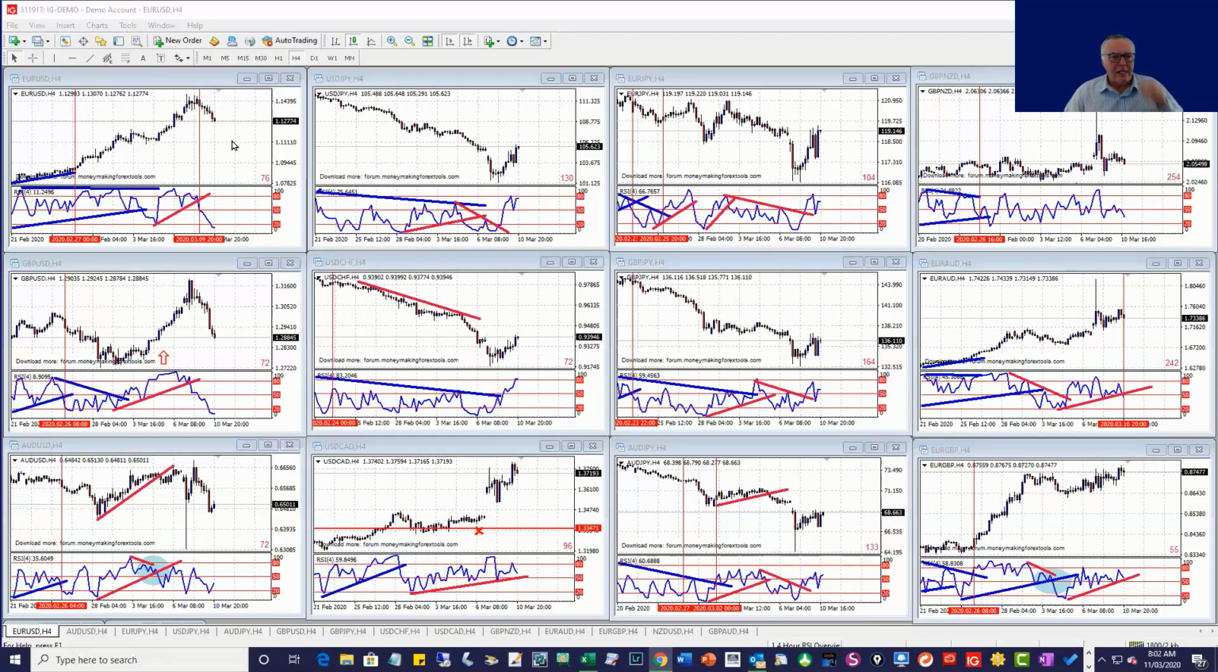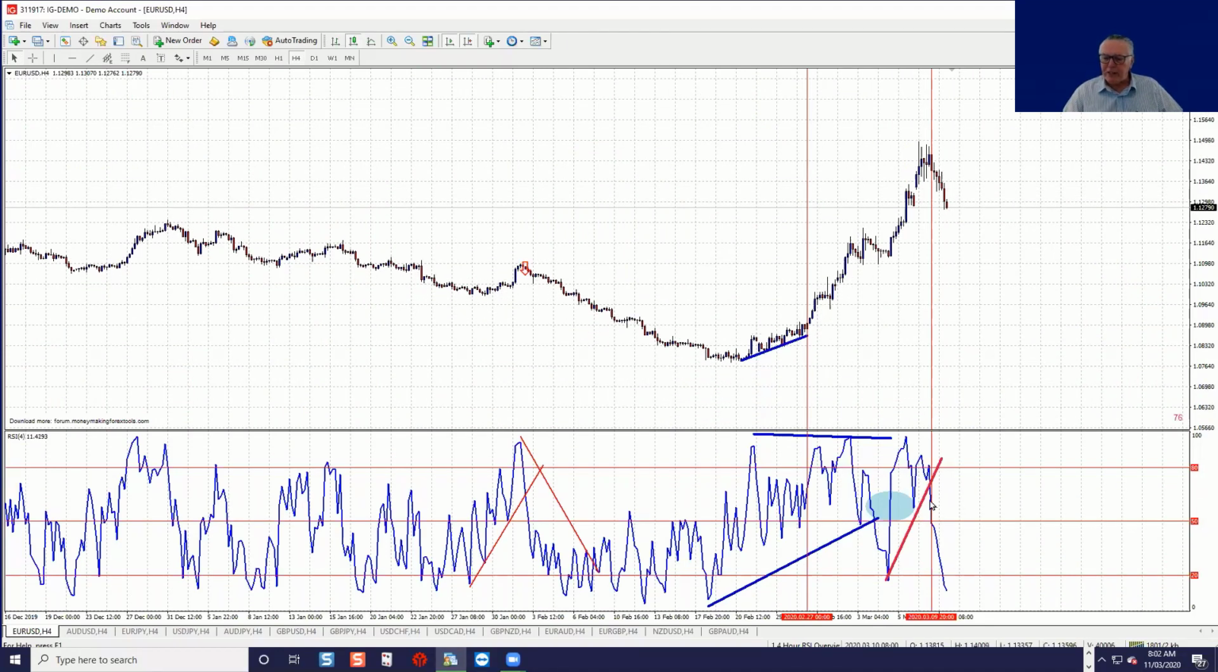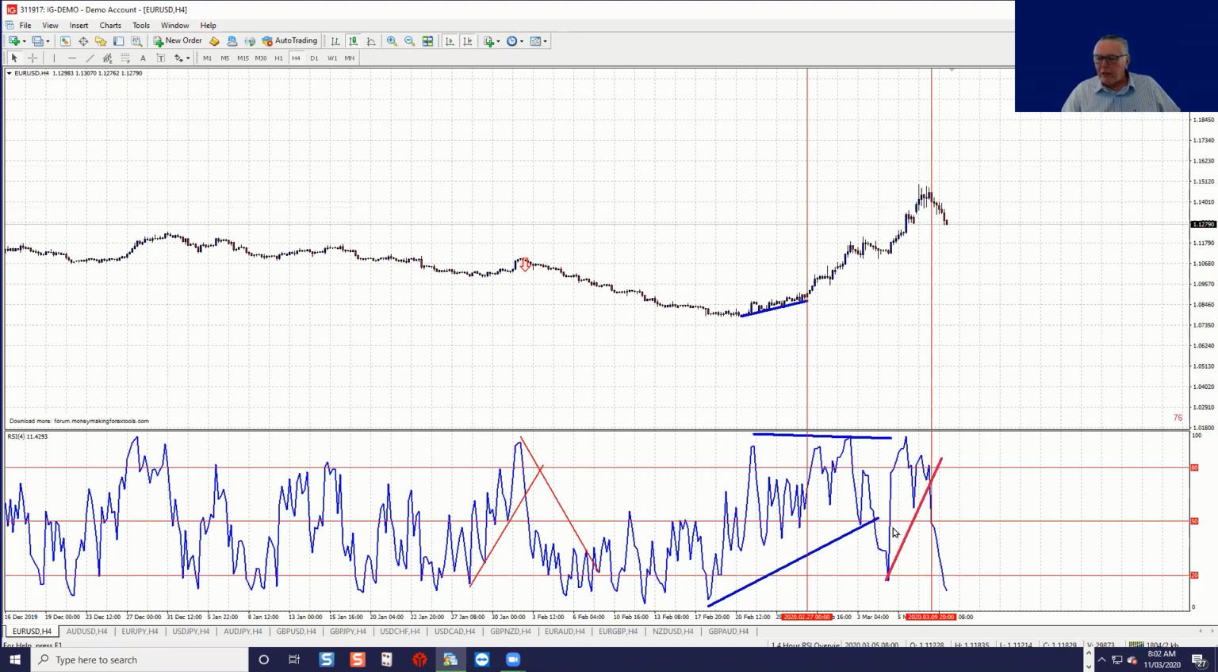Now, if we look at the euro, for instance, the two main things that I use here are the RSI and trendlines. It's just those two items. A typical signal would be when the RSI has gone oversold or overbought and has formed a divergence.